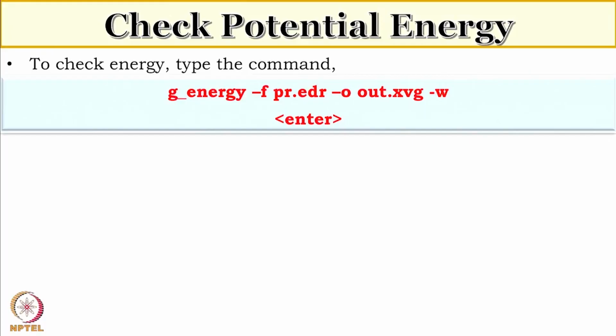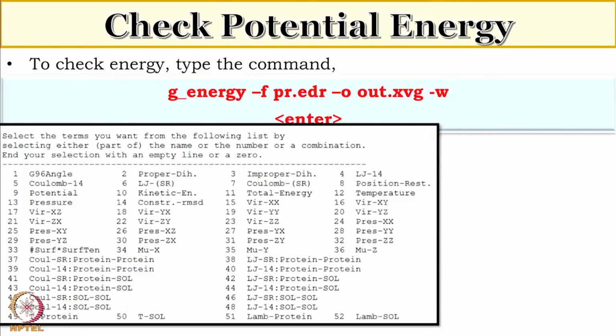And what is that last one, -w? That will display the graph. And then enter. After you do this, you will be shown a number of parameters: dihedral, improper dihedral, Lennard-Jones, short range, long range, total energy, temperature, pressure. All these energy values you can calculate as a function of time.